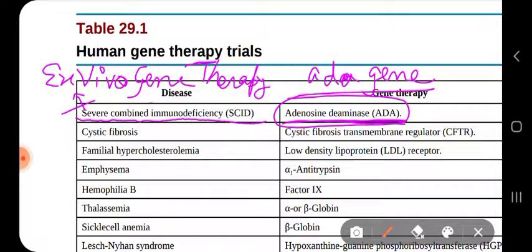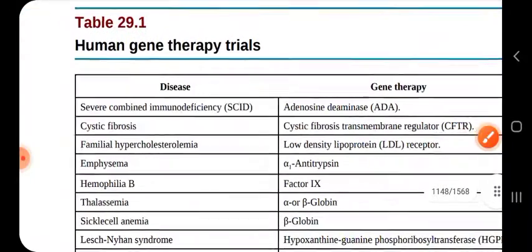Now, if the gene responsible for ADA is getting defective, then it leads to SCID. And what happens in SCID, as you can see, immunodeficiency is saying. So when we study them in detail, you will see it is related to the immune system, related to the B cells, B lymphocytes, and T lymphocytes, right? So we have to rectify them by inserting a normal gene responsible for adenosine deaminase.